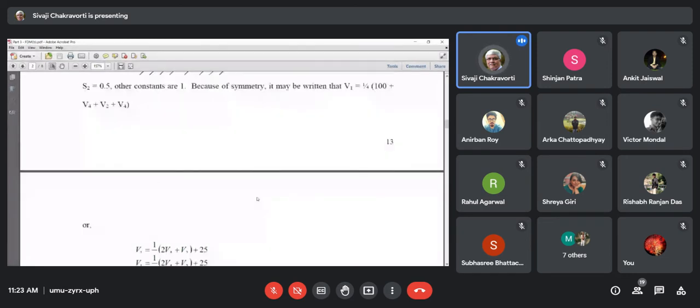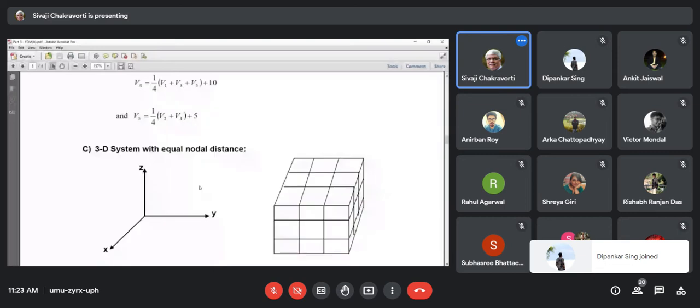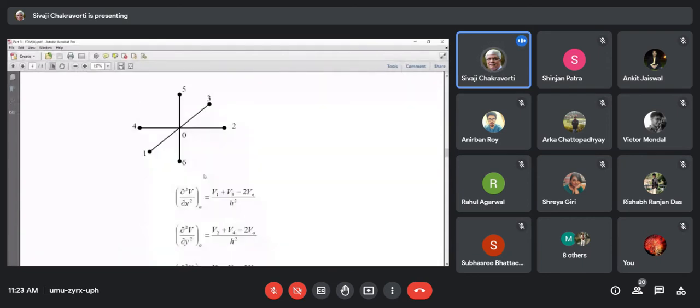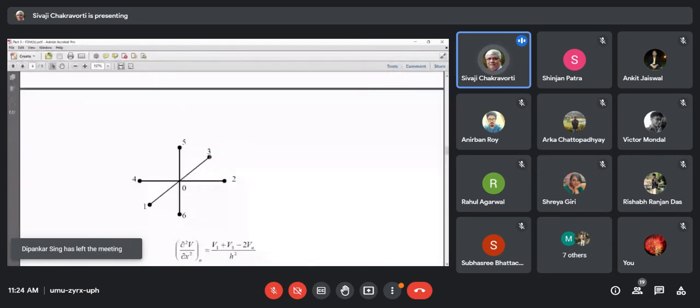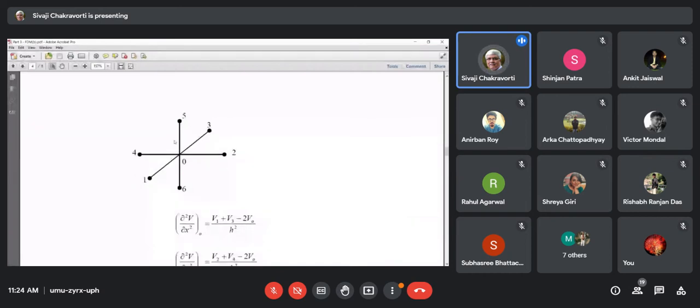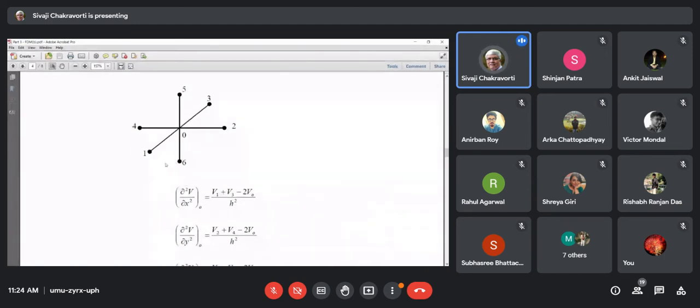Now, if I take the three-dimensional system with equal nodal distance, that's pretty simple. Our approach remains the same, except the subdivision will not be a square, but a cube. So every target node will be connected to 6 nodes, not 4. Following the convention used for two-dimensional cases, 1 and 3 will be the nodes in x direction, 2 and 4 in y direction, 5 and 6 in z direction. If you apply the same Taylor series as for two-dimensional cases, you now have to apply it 3 times, in x, y, and z direction.